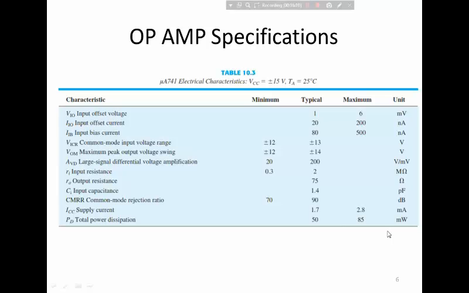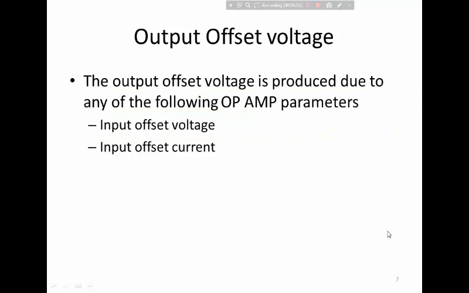And some other parameters, frequency parameters, are also specified in the data sheet, which we will see in the detailed data sheet of 741. We are now looking into the output offset voltage due to the input offset voltage and input offset current. So the output offset voltage is produced due to any of these parameters.